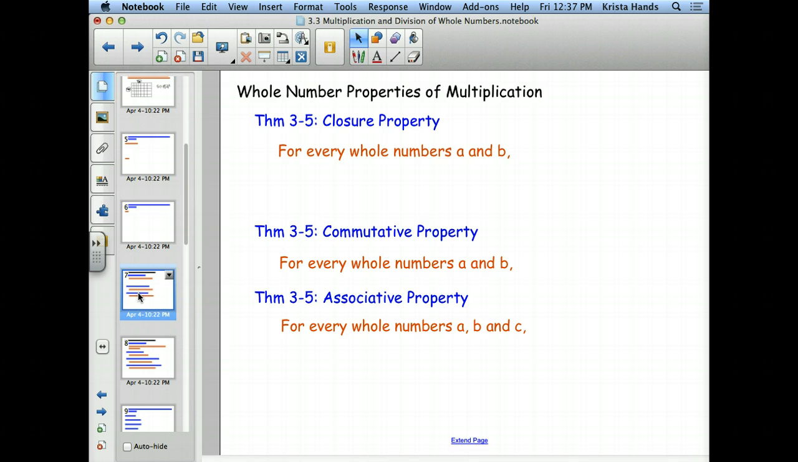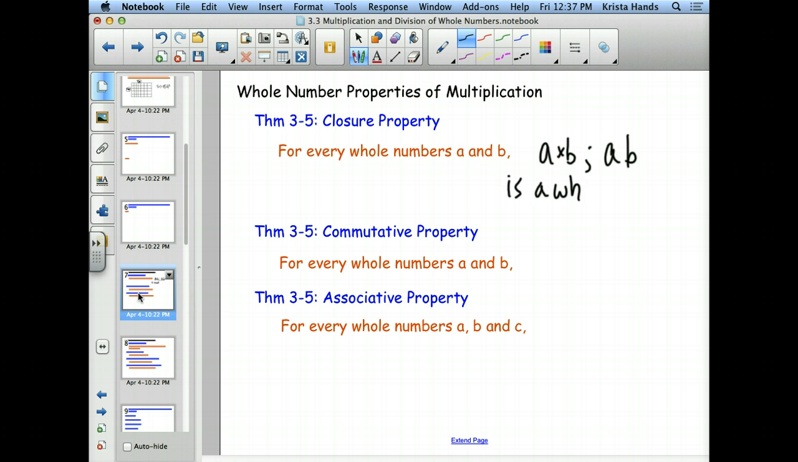All right, we do a closure property with multiplication: for every whole number A and B, A times B, or we can write this A, B next to each other, that's fine too, different ways of writing it, is a whole number. Remember the whole idea about closure is you take 2 objects that can be described in some way, and when you combine them with this operation, they can still be described in that same way.